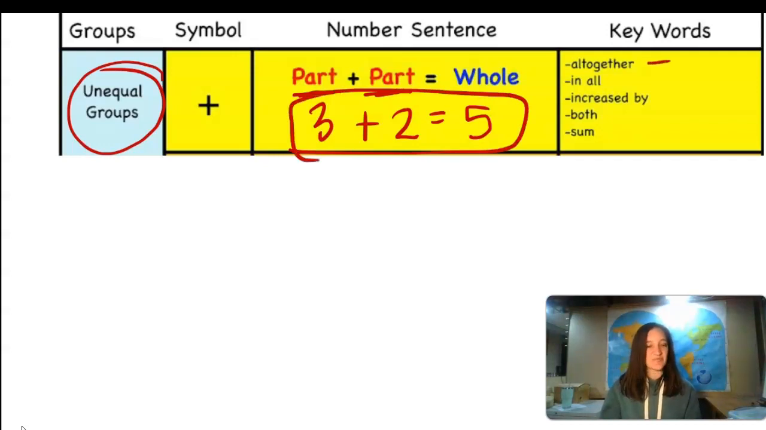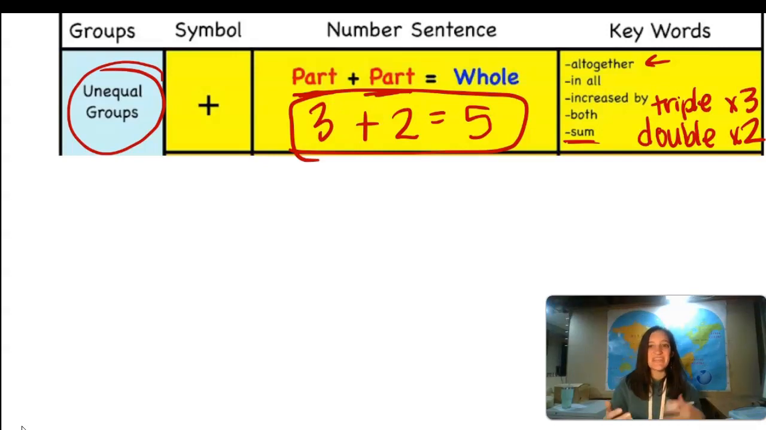We'll see some of these words instead. We'll see the word altogether or in all, or if we had something and then we increased it by another part to get a whole, or if we have both things together, right? Or if we have the sum. A couple other ones is if we double something, that means we will times it by 2. Same as like if we triple something, we'll times it by 3, right?